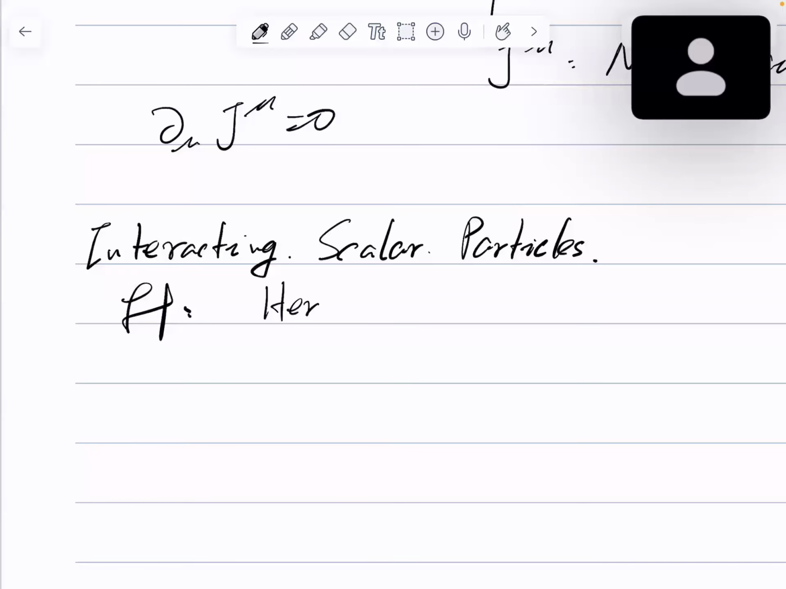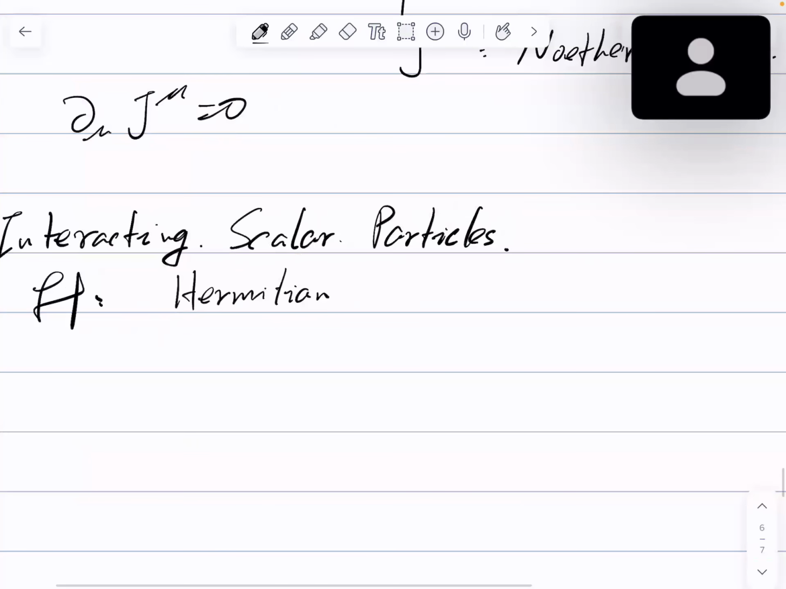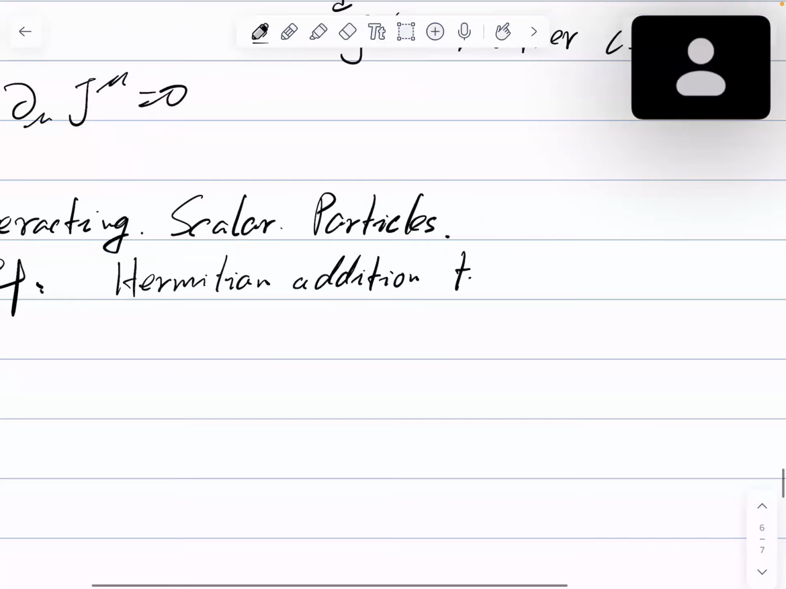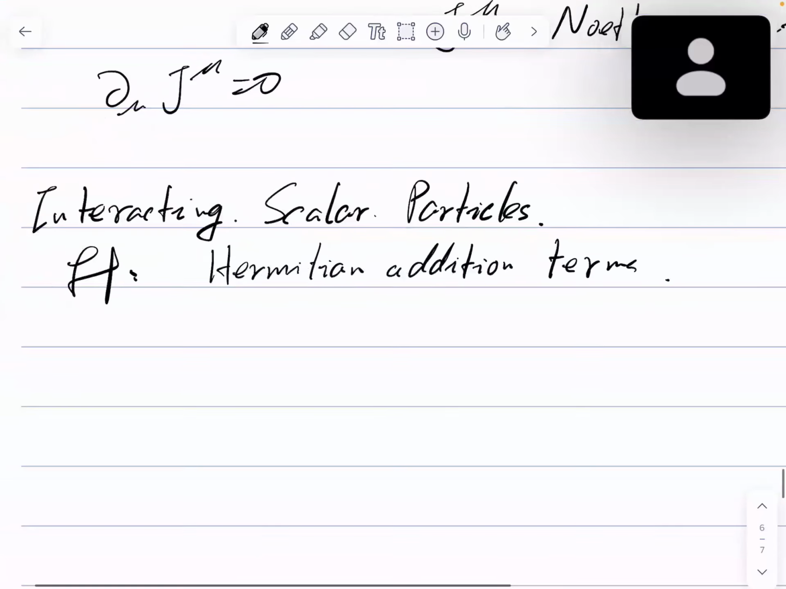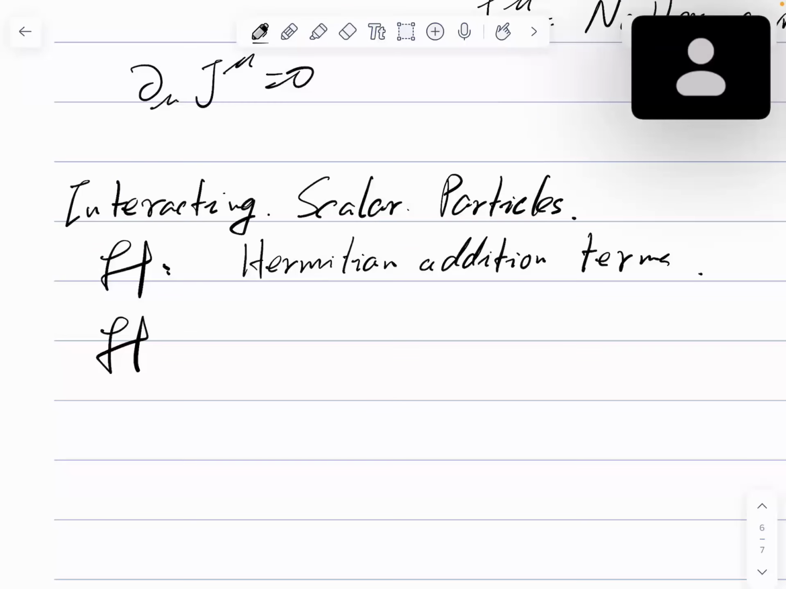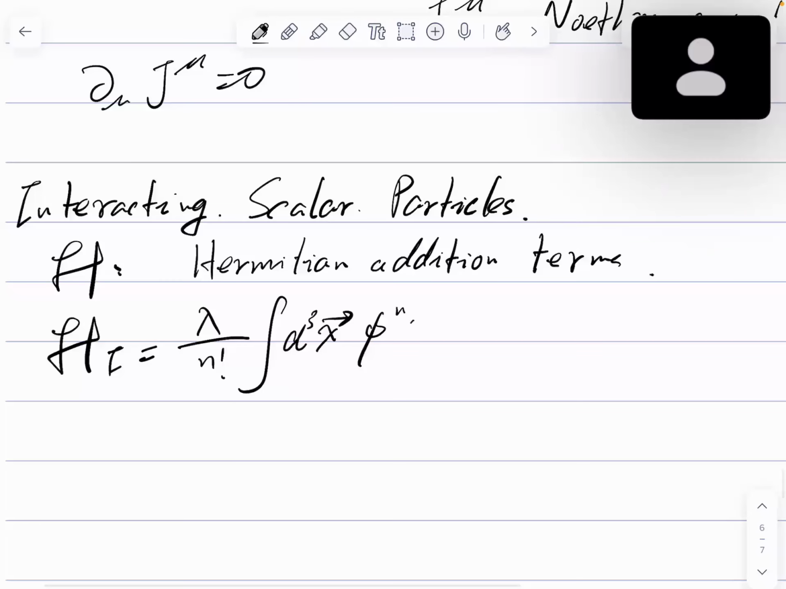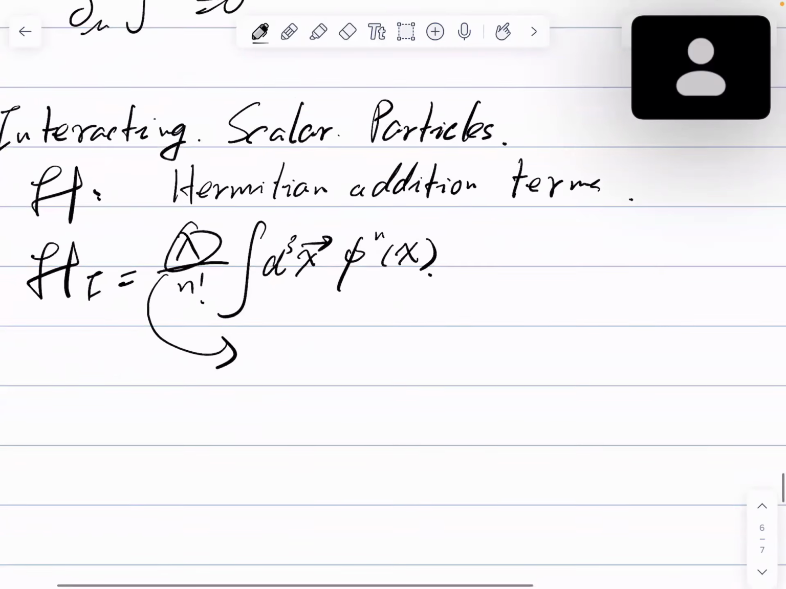Hermitian addition terms. The reason is that the time evolution operator must be unitary. Terms. Okay, and the simplest way to introduce this is H interaction equals lambda over n factorial, integral d3x φ^n(x). And this lambda is called the coupling constant.